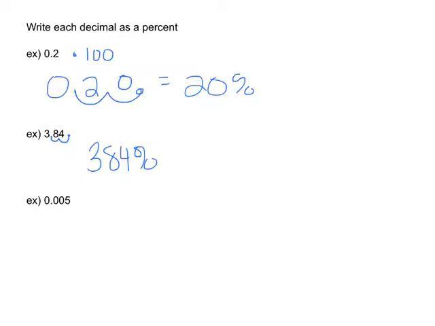Go ahead and pause the video and try this one on your own. I'm going to move my decimal over twice because I'm multiplying by 100, and I have 0.5%.